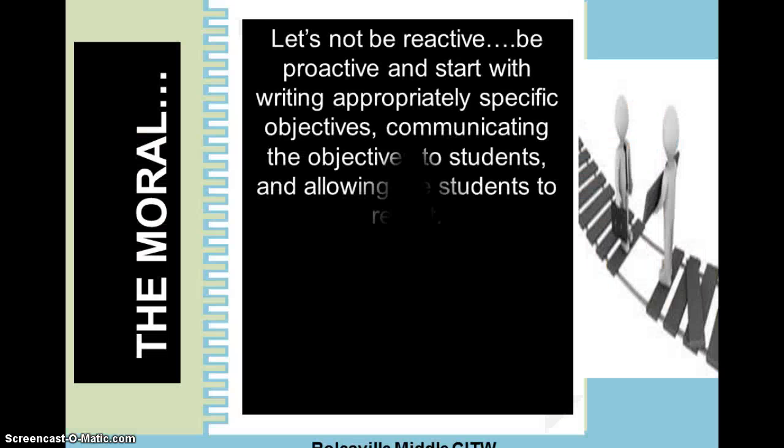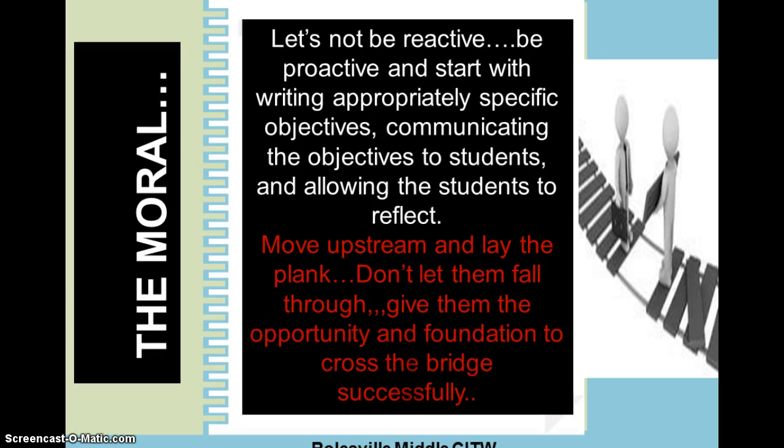I simply placed a plank across the bridge so that we no longer had to save the children from drowning." So the moral is just let's not be reactive, be proactive, and start writing appropriately specific objectives, communicating these objectives to students, and allowing students to reflect. Move upstream and lay the plank. Don't let them fall through. Give them the opportunity and foundation to cross the bridge successfully.